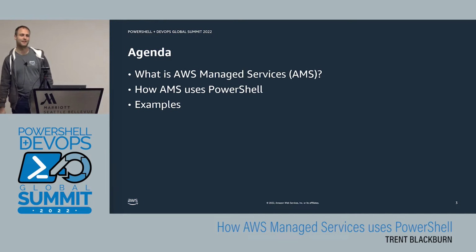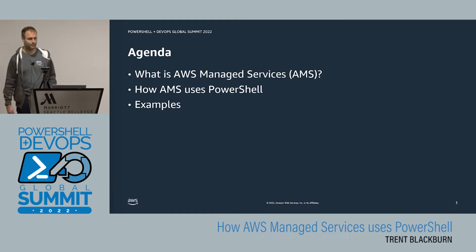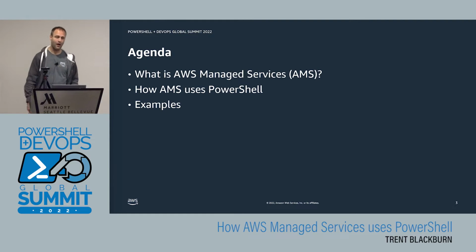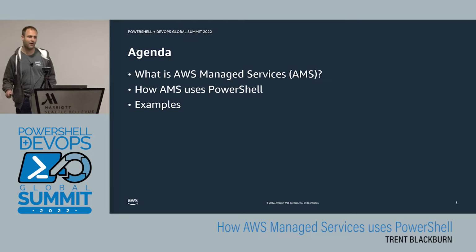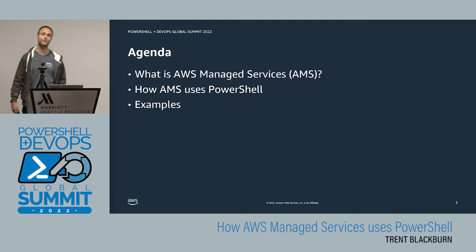So the agenda today, I'm going to go through a little bit about what AWS Managed Services is, what we do, what the team is all about. Going to go at a high level how AMS uses PowerShell and a lot of the day-to-day things that happens at AMS. And then we're going to dive into some code examples as well, and I'm going to walk you through those step by step, and we're going to talk about how they work, how they flow, how they orchestrate, and all of those different things like that.